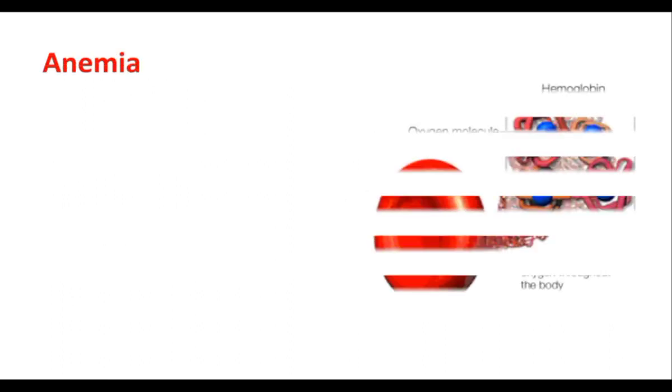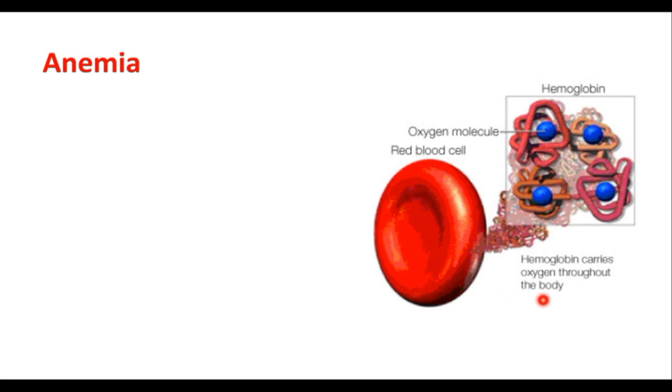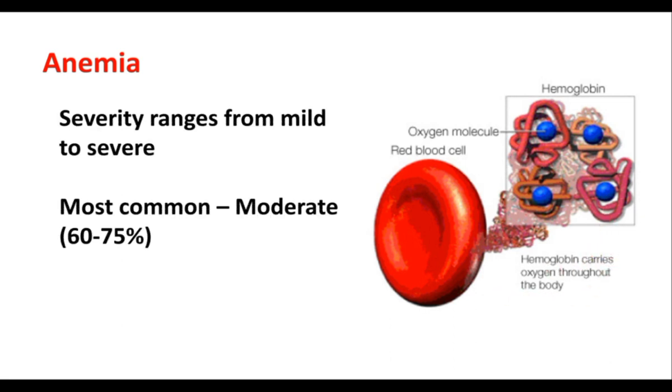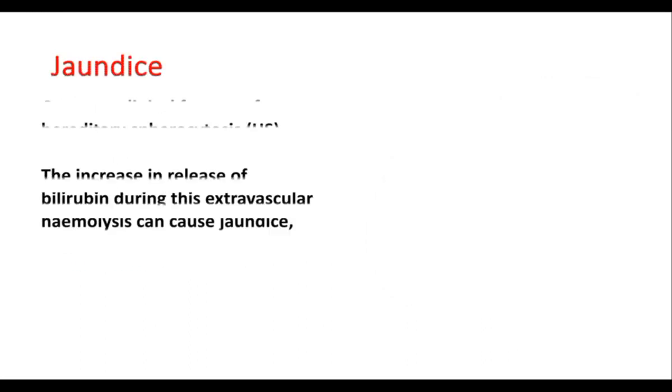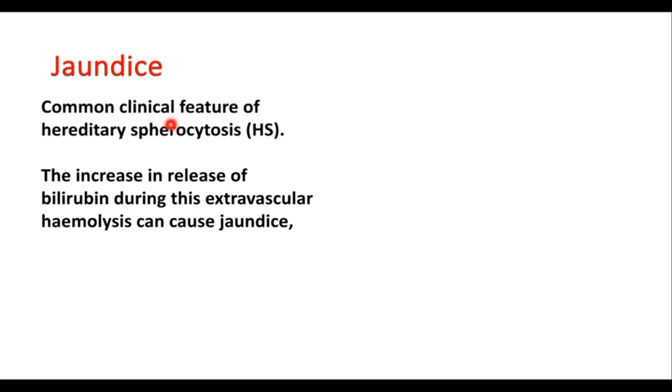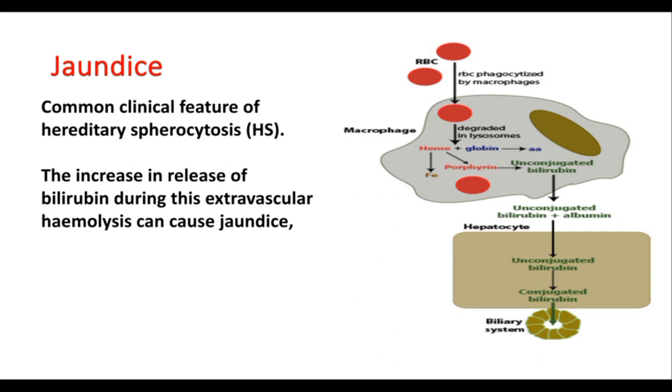Second, anemia. Anemia kicks in due to the premature destruction, leading to fatigue and paleness. The severity of anemia ranges from mild to severe. The most common is moderate anemia of 60 to 75%. Third, jaundice. A common clinical feature of hereditary spherocytosis. Extravascular hemolysis releases increased bilirubin, causing that yellowing of the skin and eyes, mainly in neonates.